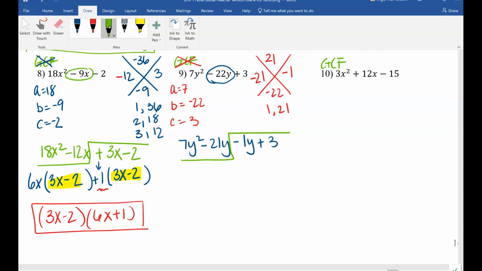Now take out the GCF between 7y squared and a negative 21y. So we will take out 7y. That will leave us with just 1y and a negative 3. Now as you remember before, this is a negative sign, so we are technically going to factor out a negative number. We don't have anything in common between a negative 1y and a positive 3, so we are going to take out a negative 1. Now we take out negative 1, we have a y left.